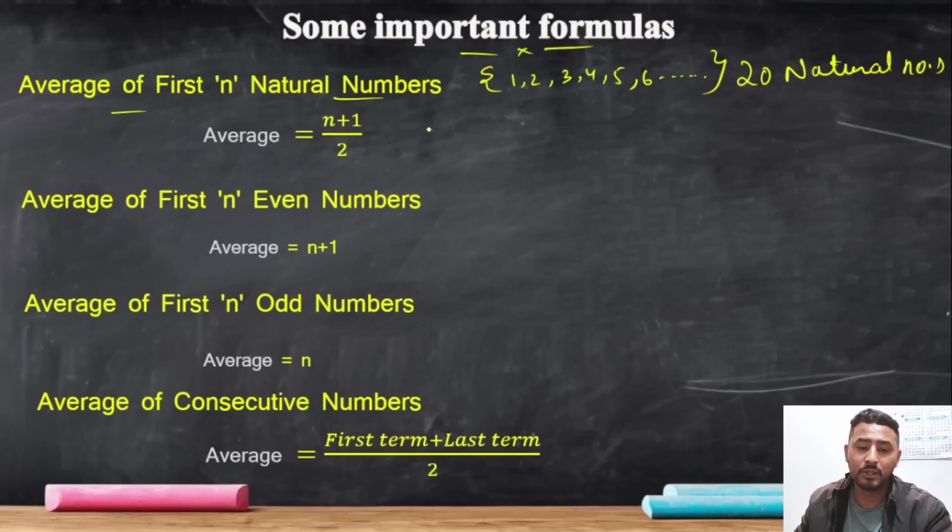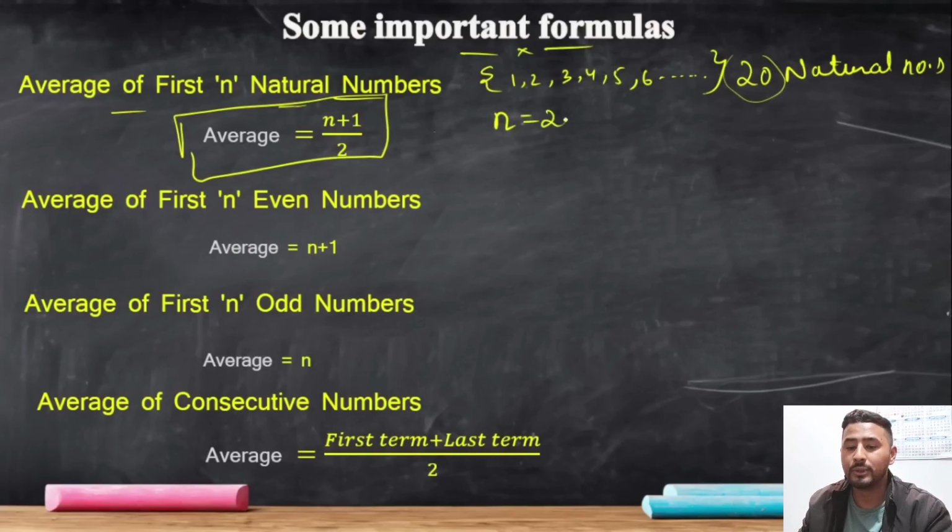What you can do is use this formula: average of first n natural numbers is (n plus 1) by 2. Here, the total number of observations, n, is equal to 20, right? So use this formula directly. N is 20, so it will be 20 plus 1 divided by 2. Remember, when you have to find the average of first n natural numbers, here n is 20. Use the formula n plus 1 by 2.